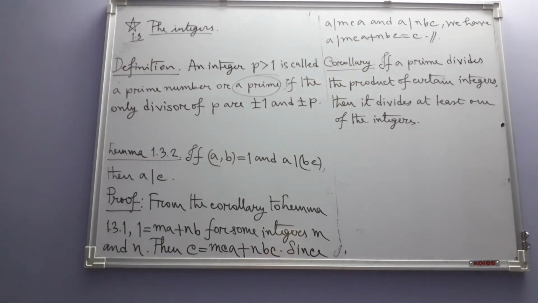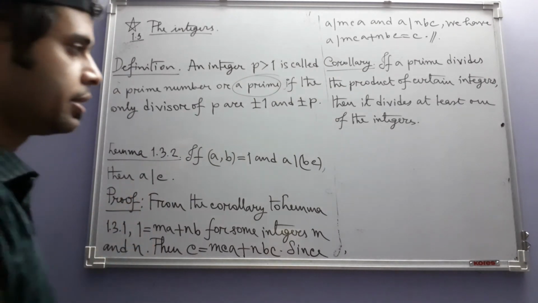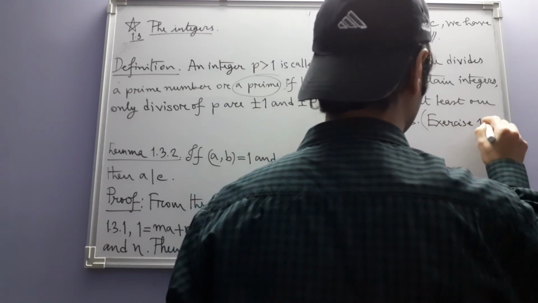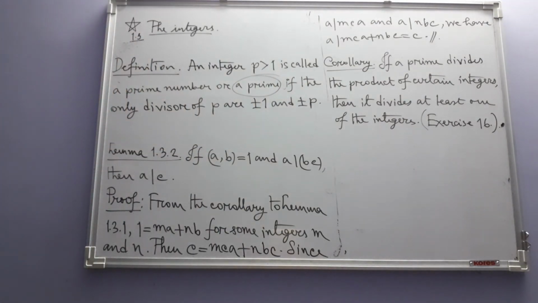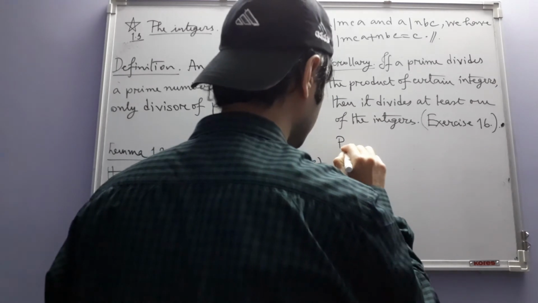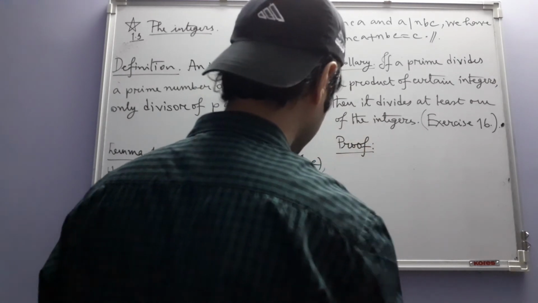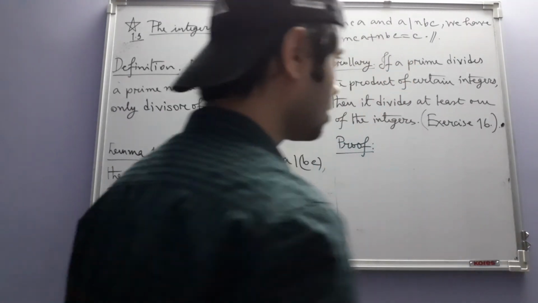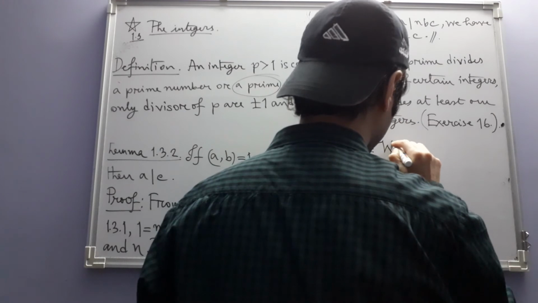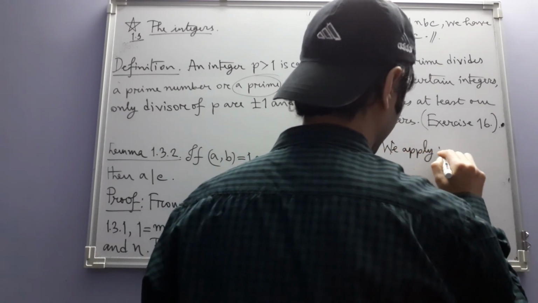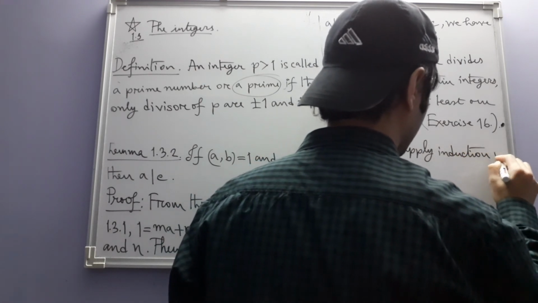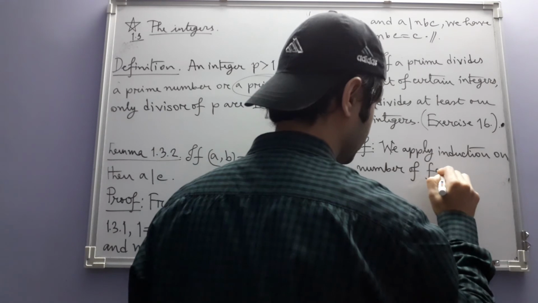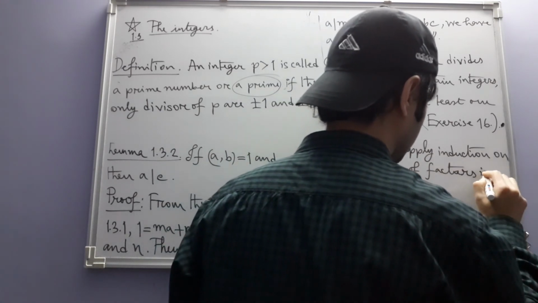Now this appears in the text as an exercise. Its proof is not given, but it's easy, and we will not solve it as an exercise, but we will provide the proof here itself. So just like Exercise 1 and 2 have been solved, Exercise 16 will be solved here in the form of a proof. Okay, and the proof will go by induction. We apply induction on the number of factors in the product.